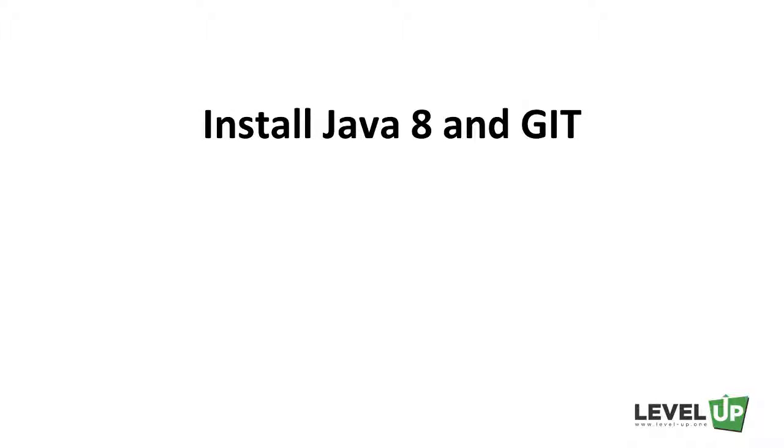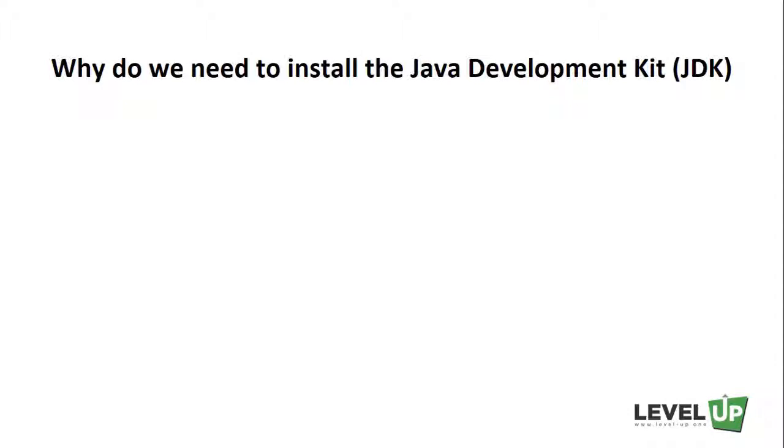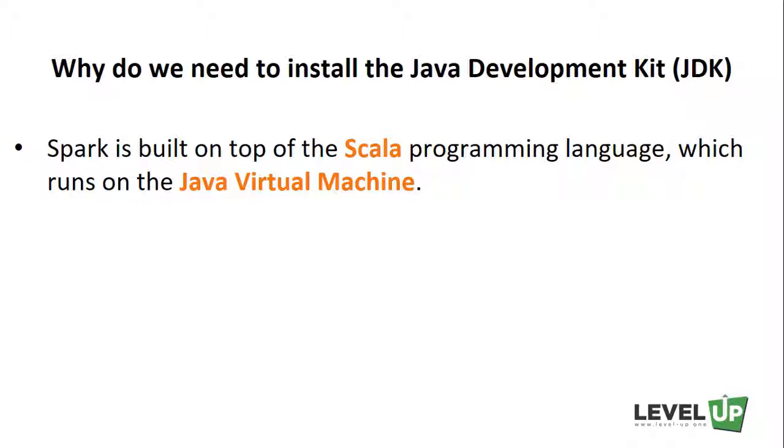Hello and welcome back. We're going to install Java 8 and Git on our local box so that we can fetch our source code of our Spark project from GitHub and run it locally on our laptop. We need to install a Java development kit because Spark is built on top of the Scala programming language, which runs on the Java virtual machine.